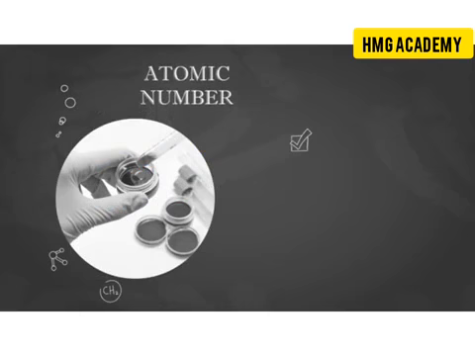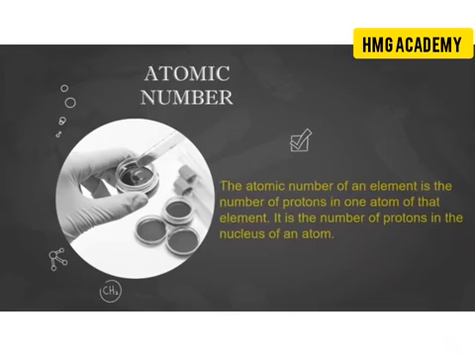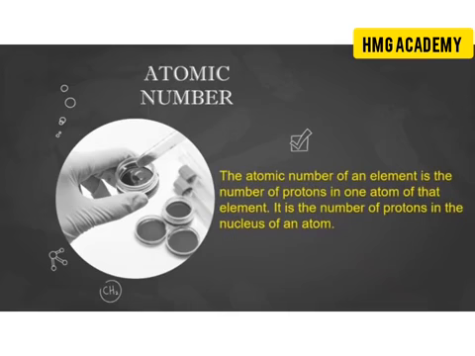So, what is atomic number? Atomic number of an element is the number of protons in one atom of that element. It is the number of protons in the nucleus of an atom. Invariably, proton number is atomic number. Atomic number is proton number.